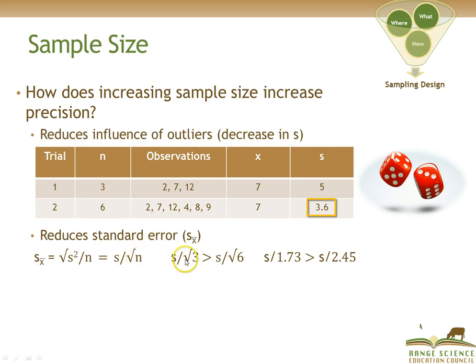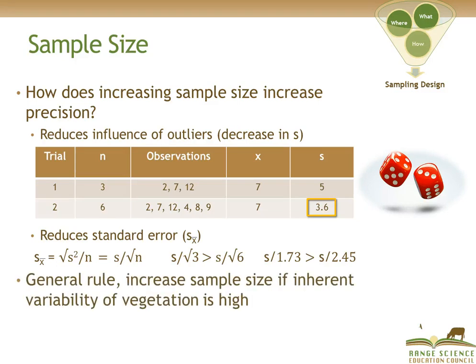If we divide by a smaller number, it's going to be bigger than if we divide by the square root with a larger sample size. It's simply due to differences in math. So if we hold the standard deviation the same with a larger sample size, or a larger n, the standard error is automatically going to be lower, simply because of that higher sample size. As a general rule, we tend to increase the sample size when the inherent variability of the vegetation is high.